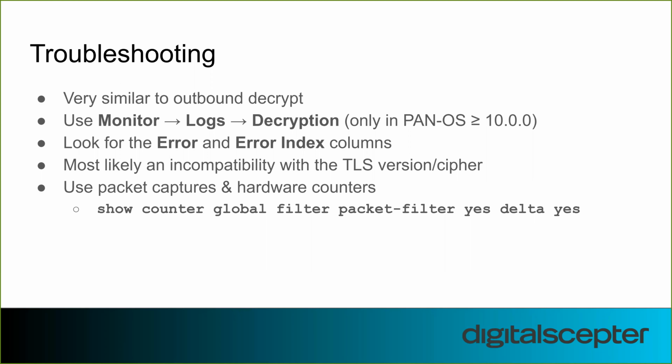And then past that, if you can't figure it out from just those, you can reach into the packet captures and the hardware counters. So if you guys have done any troubleshooting with Zachary before, our favorite command in the whole world is show counter global filter packet-filter yes delta yes. That will show you all of the hardware and software counters that have changed since you last ran the command, and using your packet filtering settings to narrow down the traffic so you're not looking at everything all at once. So with that, you'll be able to see the counters for the specific decrypt failure reason. That's very helpful.